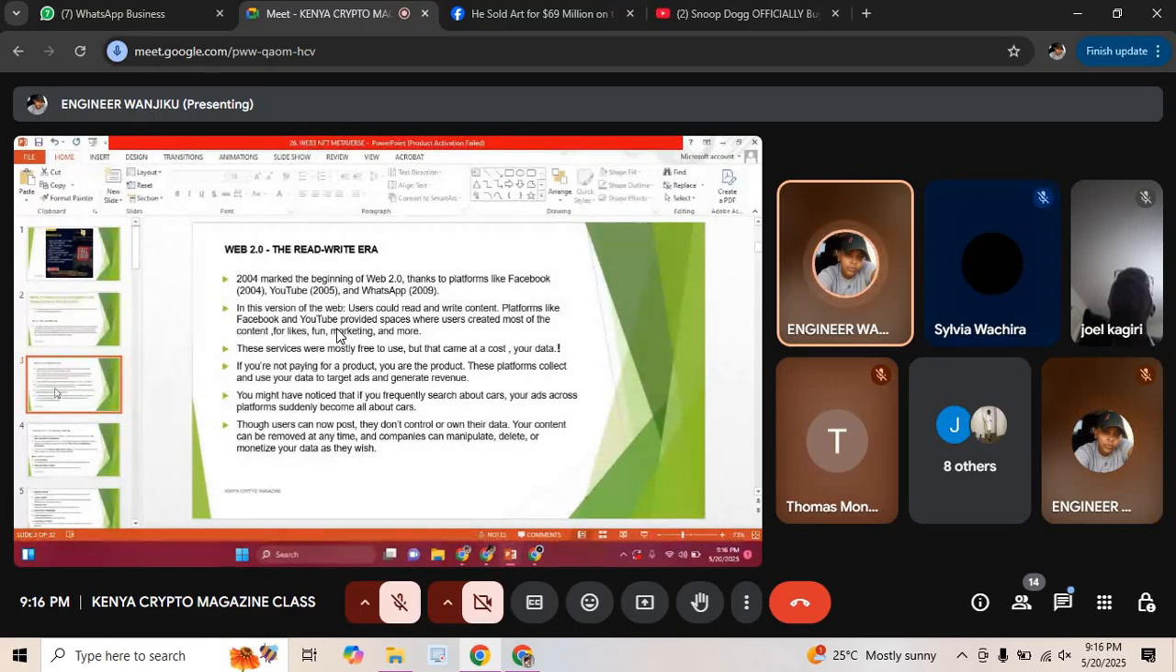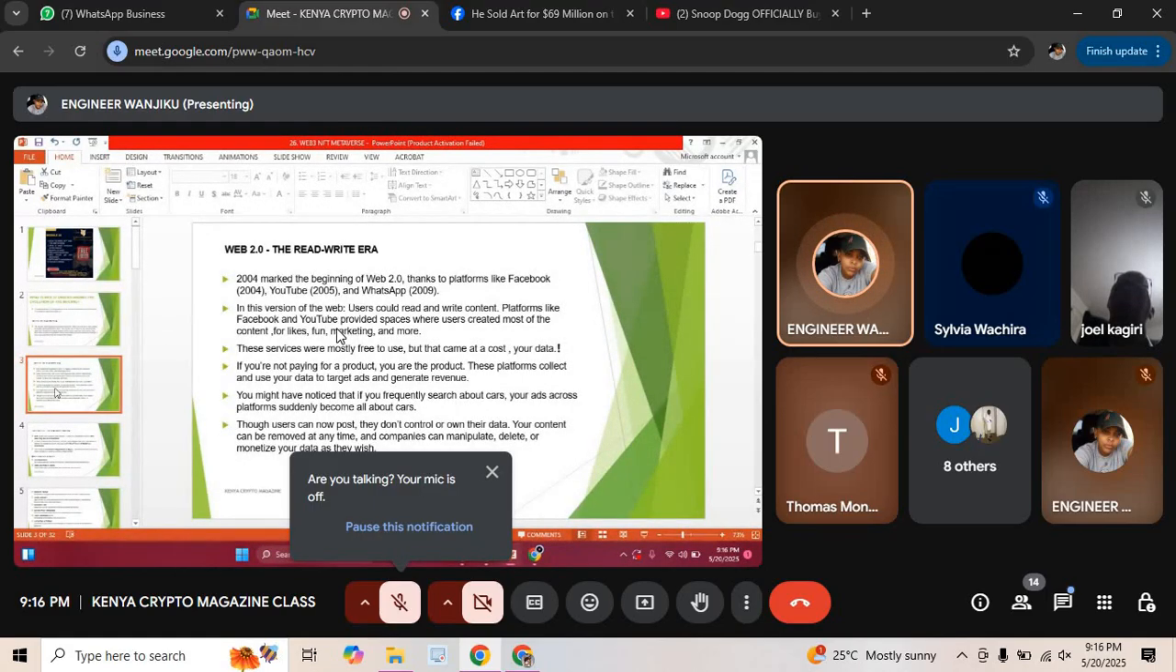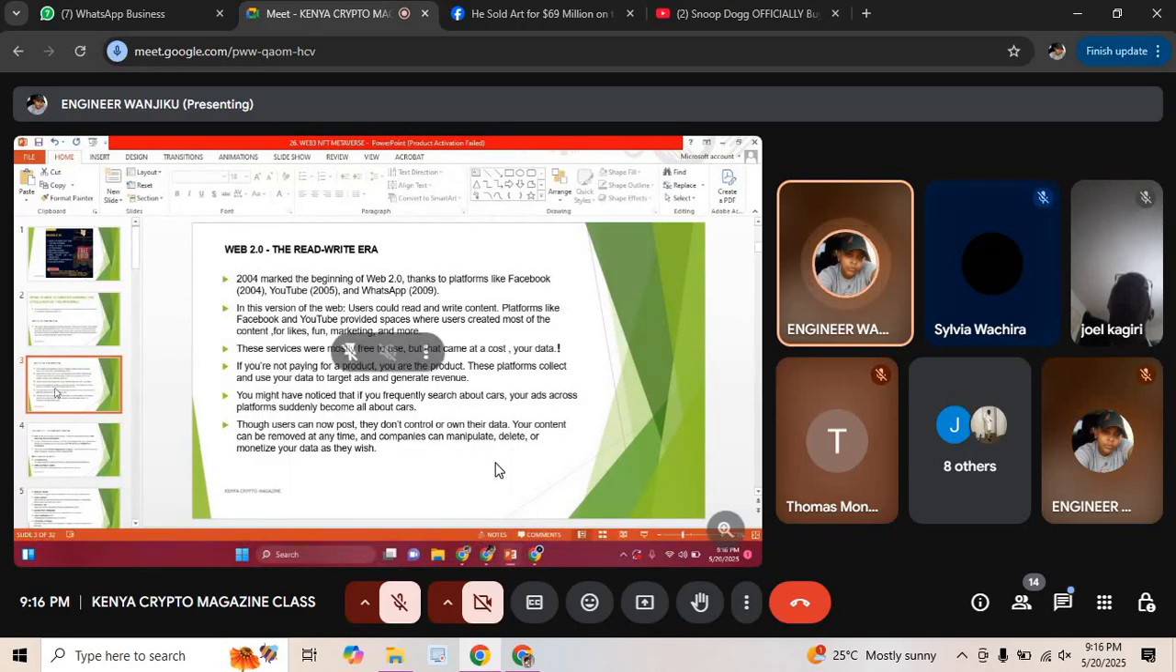So platforms like Facebook and YouTube provided spaces where users created most of the content for fun, for likes, for marketing, and many others. These services were mostly free to use, but it comes at a cost: our data. So in the Web 2 era, we are now given the freedom to do what? To write into these platforms. And it is mostly for free. Rather, it is always for free, but it comes at a cost.